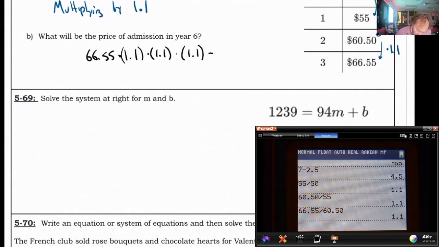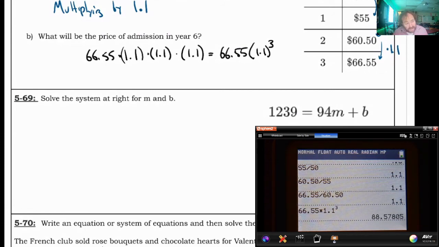You could write this as 66.55 times 1.1 to the 3rd power. That would be another way to think about this, which is going to be $88.58, if I'm rounding correctly.